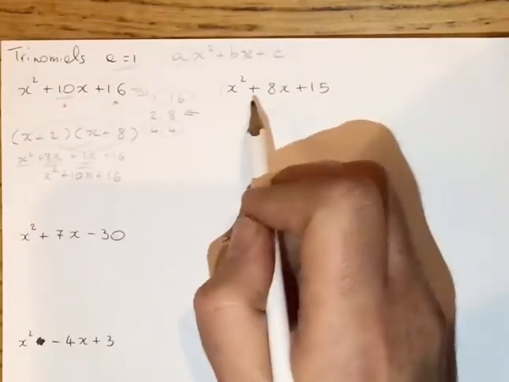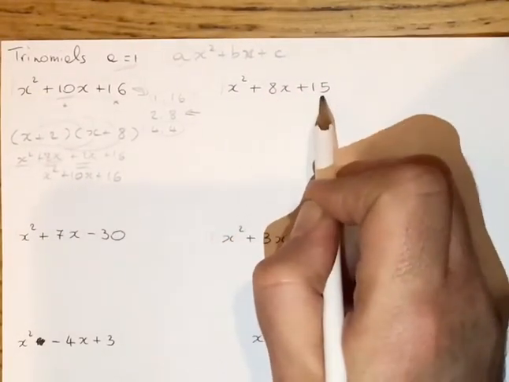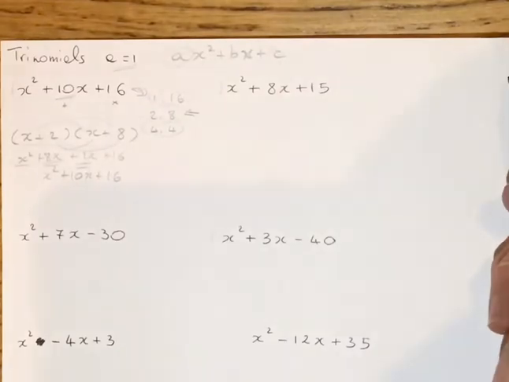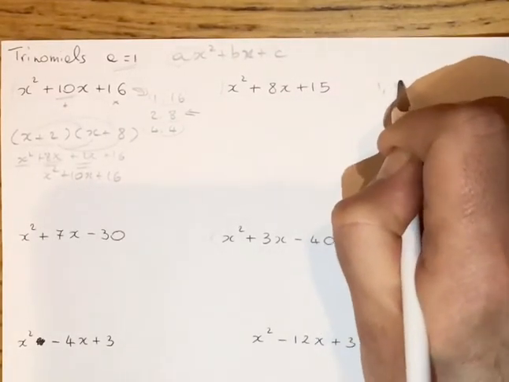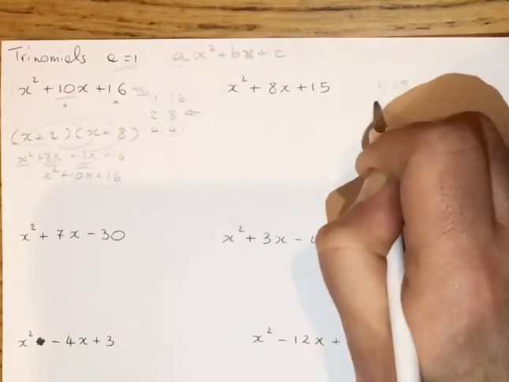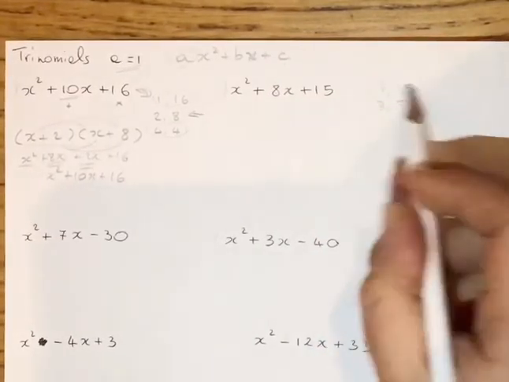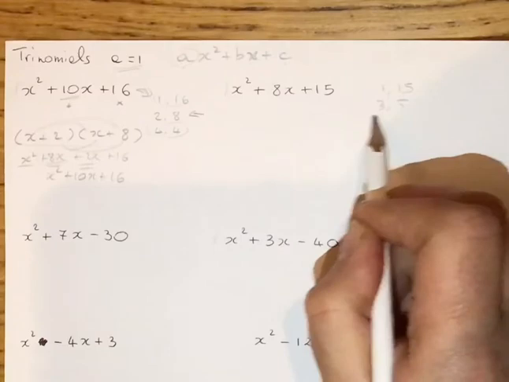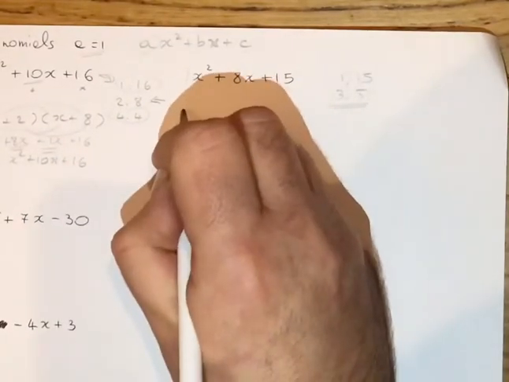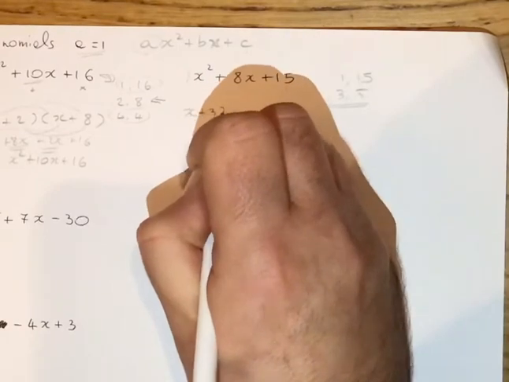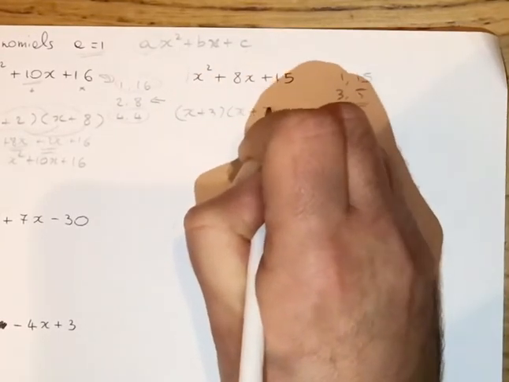Let's do this one: x squared plus 8x plus 15. What are the options of getting 15? What are the factors of 15? The pairs of factors are 1 and 15, 3 and 5. Which pair can make 8? 3 and 5 is the only option. So that's going to be x plus 3, x plus 5.